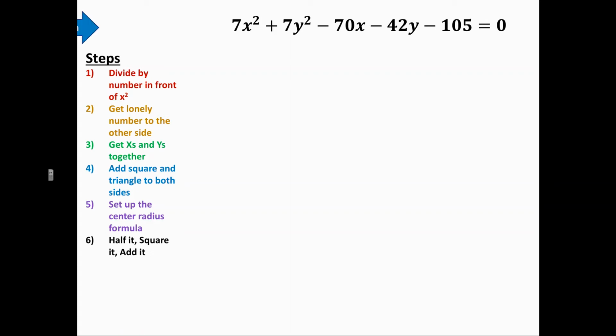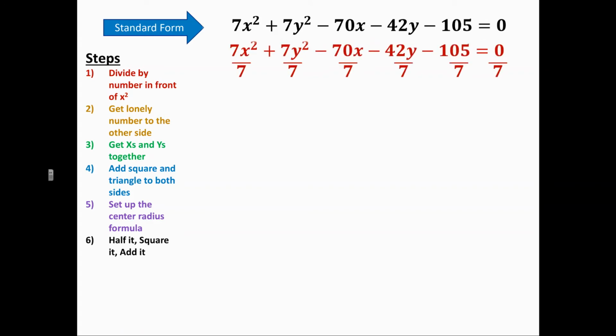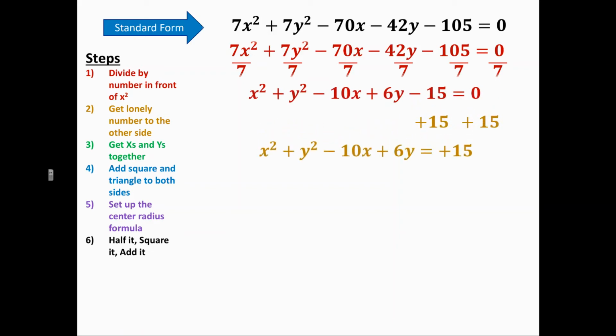In this case, it's 7. So we take our standard form and divide everything by 7. And once we have divided everything by 7, notice 70 goes down to 10, 105 goes down into 15, 0 divided by 7, still 0. Fun story. Step 2, get lonely number to the other side. So we add 15 to both sides. Okay, so now we've got our x's and y's on one side, lonely number on the other side. Got to get that constant to the other side.